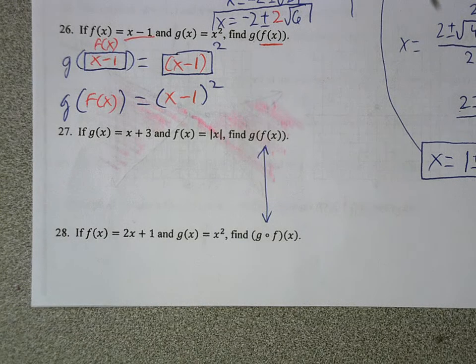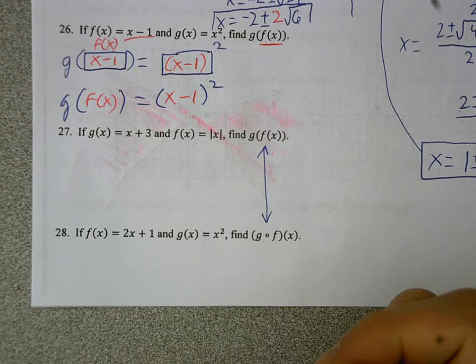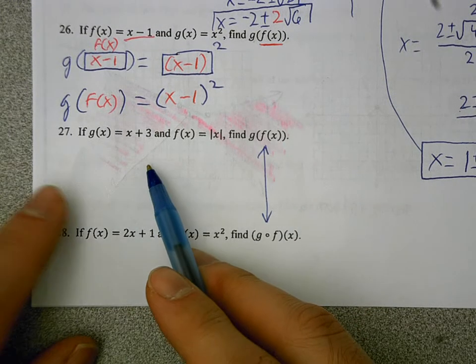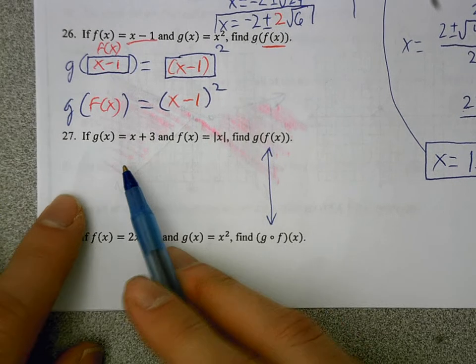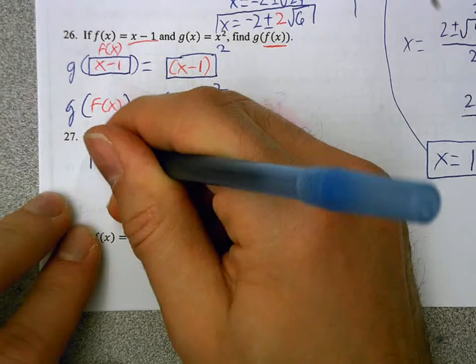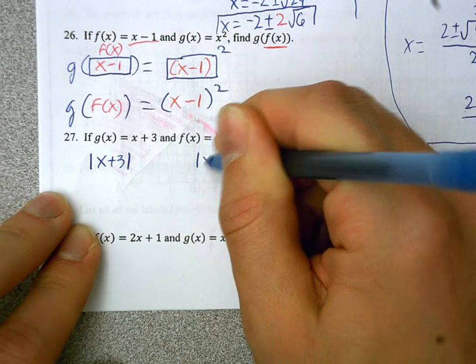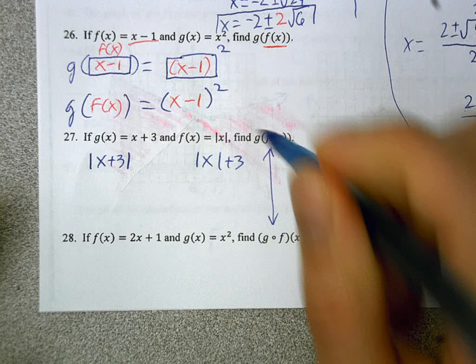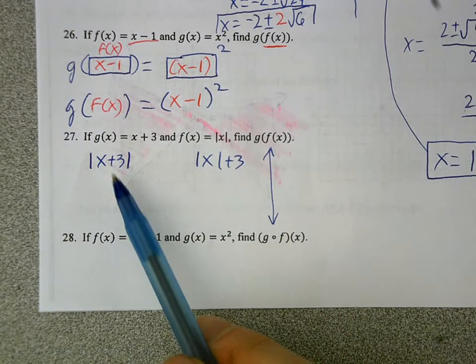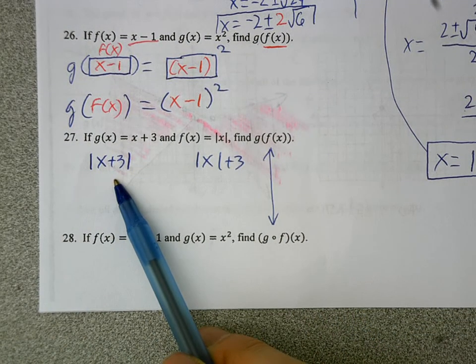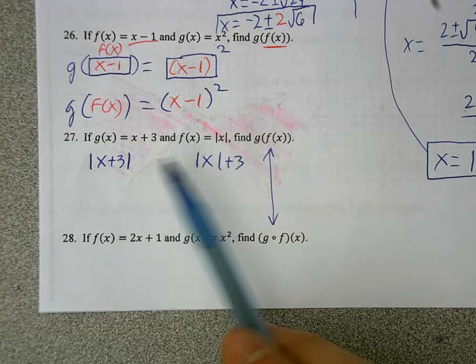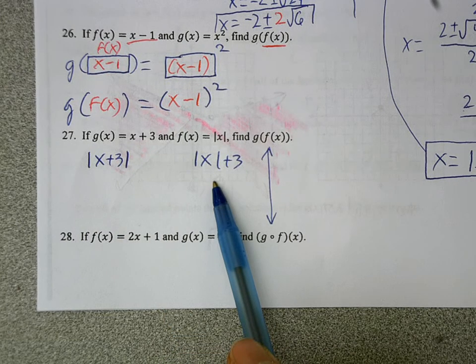Now again, walking around last period, I was seeing a lot of people doing it backwards. So, I'm going to write the two possible answers here. Is this either the absolute value of x plus 3, or is it the absolute value of x plus 3? How many of you think it's the first one? How many of you think it's the second one? And we have a bunch of people that didn't vote.